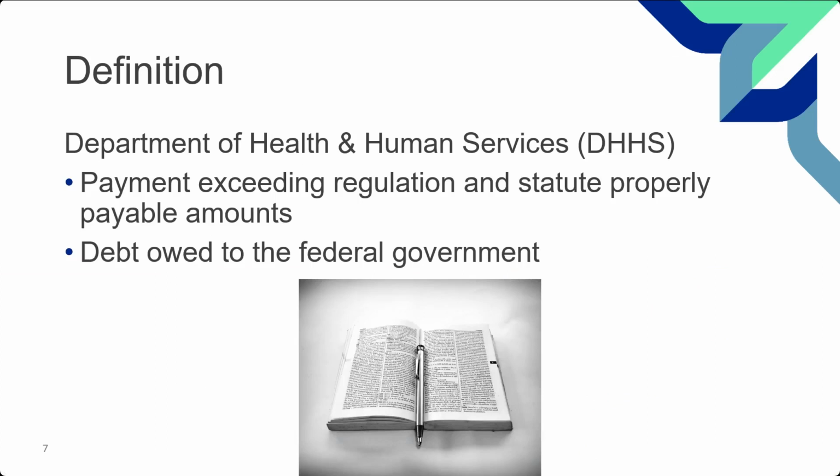Okay. So let's begin by just talking a little bit about this. How does this happen? It is a payment exceeding the regulation and statutorily properly paid amounts. In other words, it's a debt owed to the federal government. That payment can be made for a variety of factors and for a variety of reasons. Yes, medical necessity is one of the reasons, but it is not the only reason.